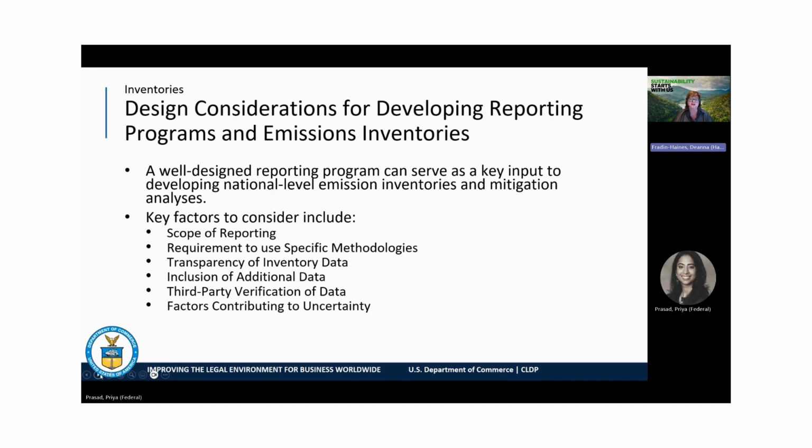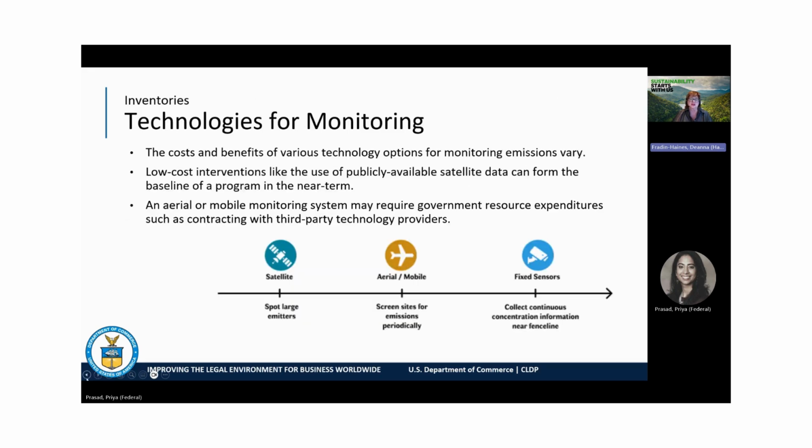So the key factors to consider are the scope of the reporting that you want the constituents to do, what specific methods you want them to use, how transparent that data is, and any inclusion of additional data and third-party verification components. It's really important that you have an independent view of that data. And then, of course, factoring in the uncertainty of the data to make sure that you understand the bounding.